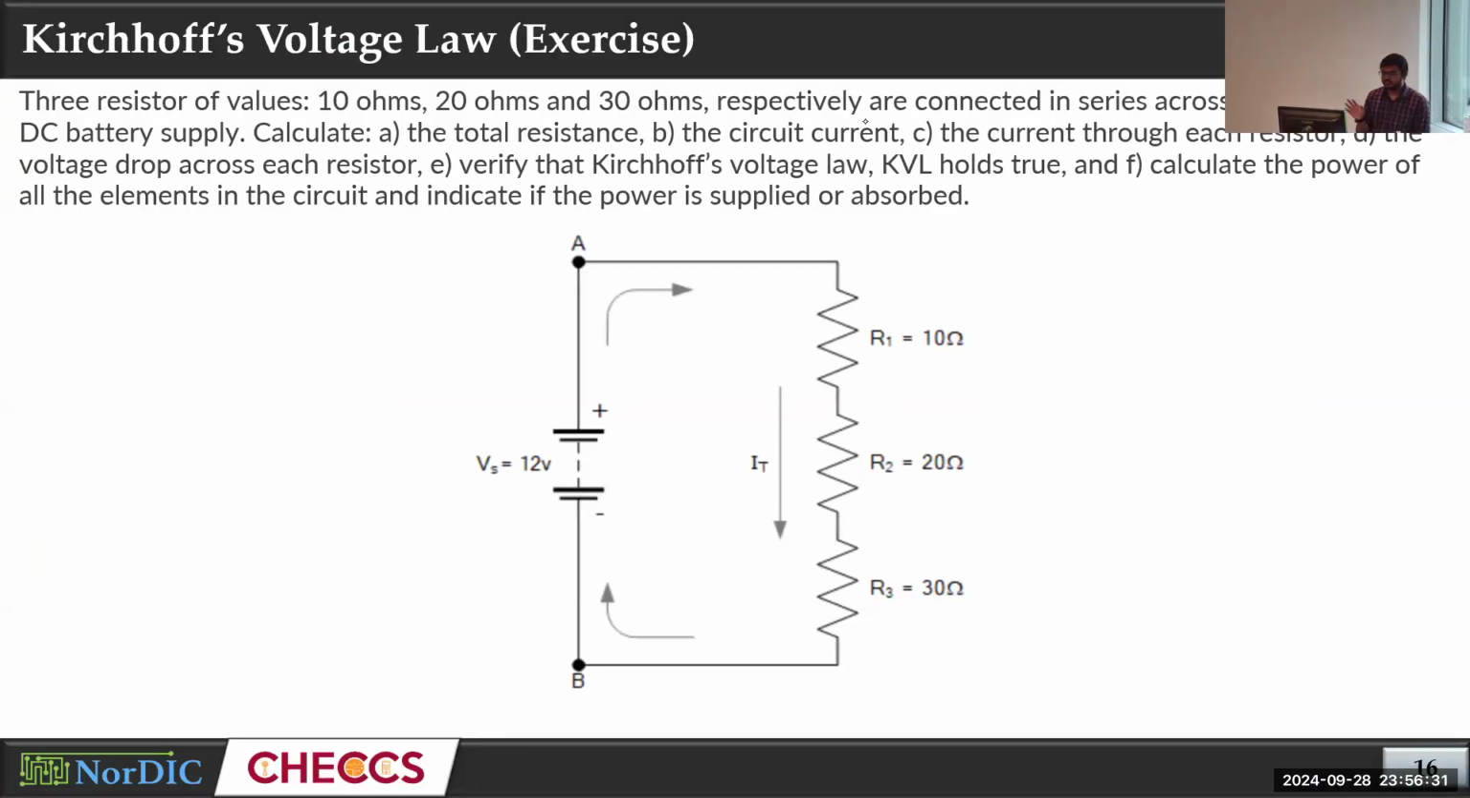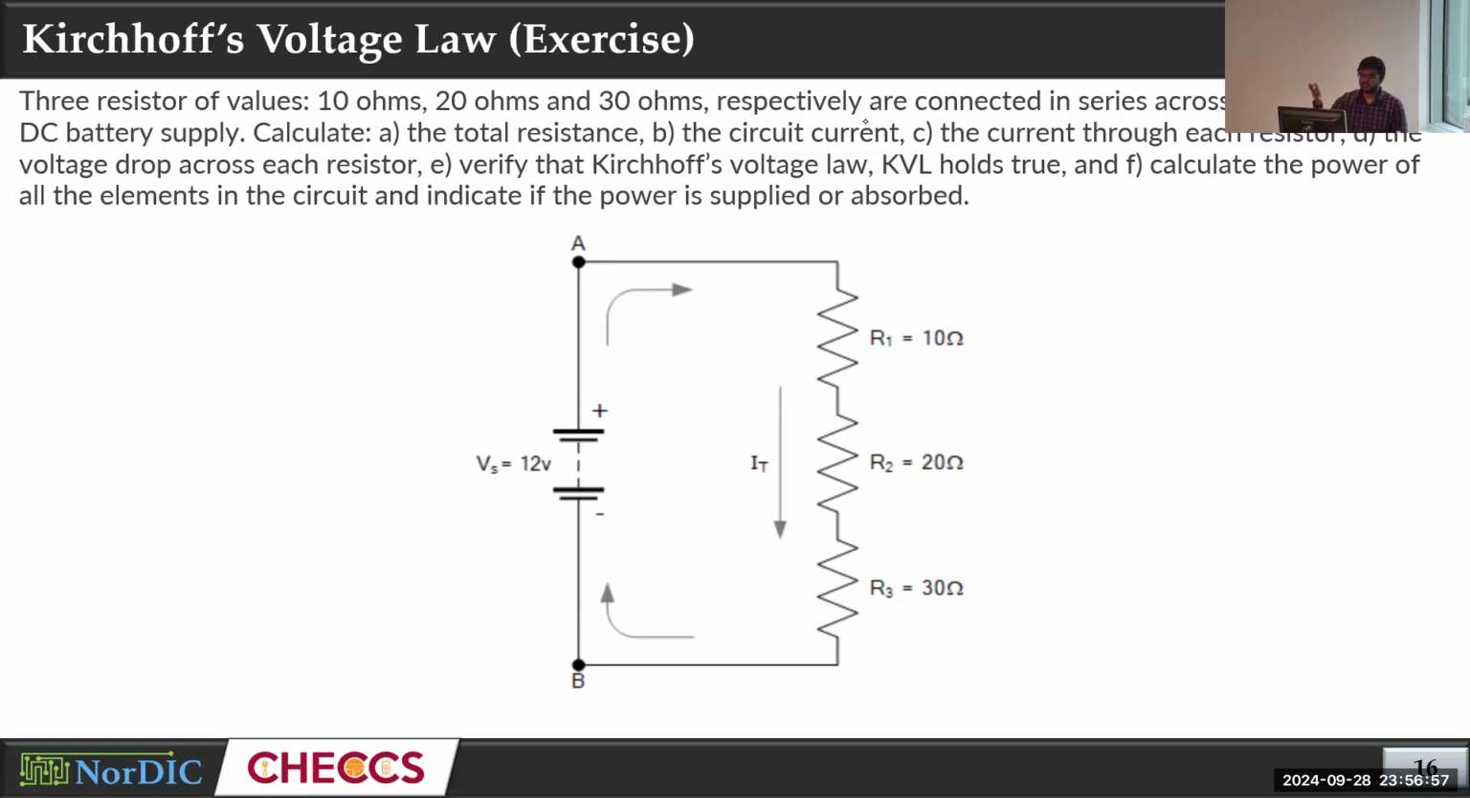So the last example, this is simpler than the previous circuit actually, but we're just trying to review all the things that you have learned, the concepts and formulas. This circuit has three resistors, 10 ohms, 20 ohms, and 30 ohms. All of them are connected in series with a 12-volt battery, a 12-volt voltage source. So we need to calculate the total resistance of the circuit.